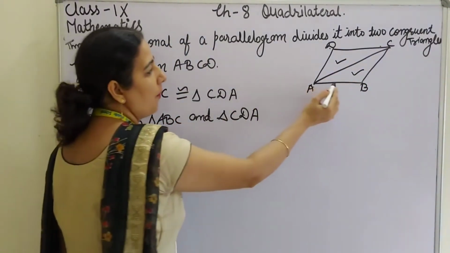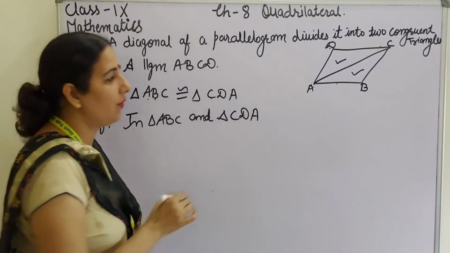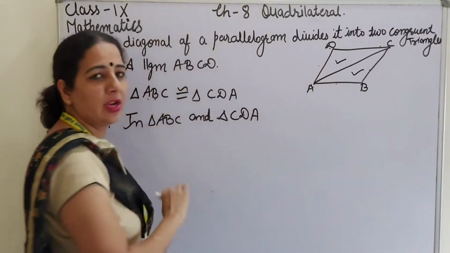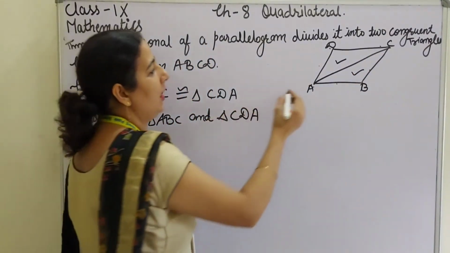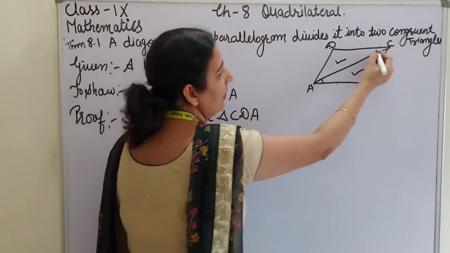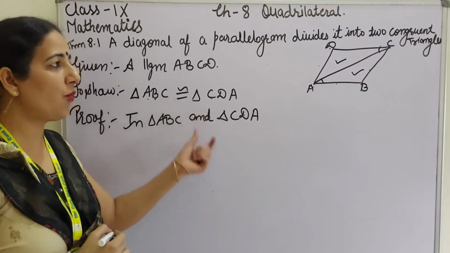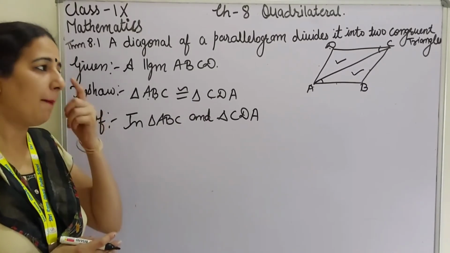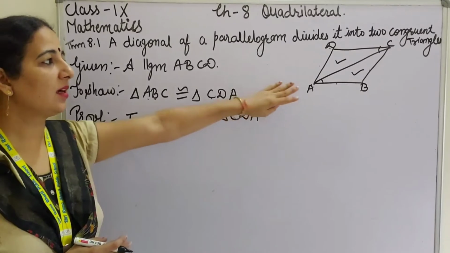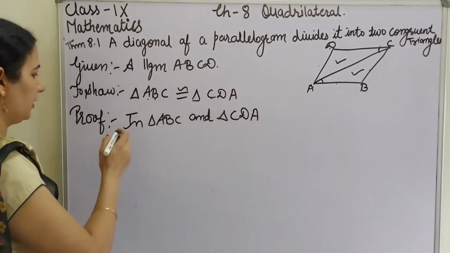So the first triangle is ABC, and the other is CDA. We know that the opposite sides of the parallelogram are equal. So we can say these sides are equal, these sides are also equal, and this side is common. One more thing we know: this angle equals this angle, reason is alternate interior angles. For proving this theorem we have 2 to 3 methods, but we are going to choose the side concept because it is the easiest one among all these methods.